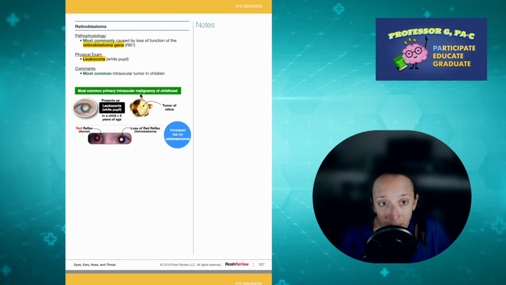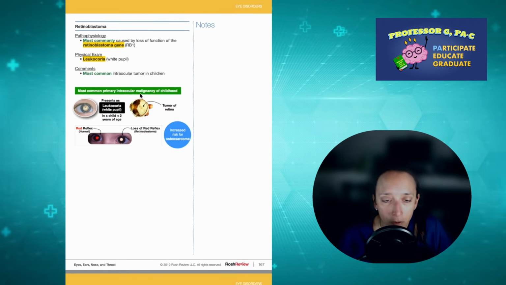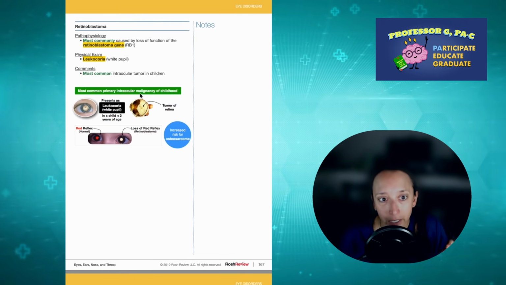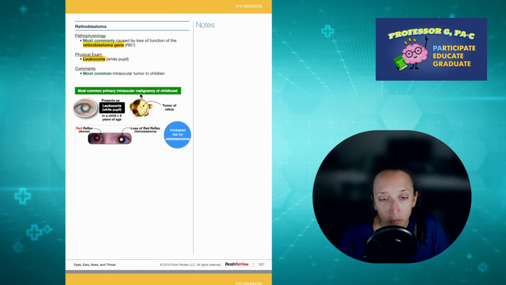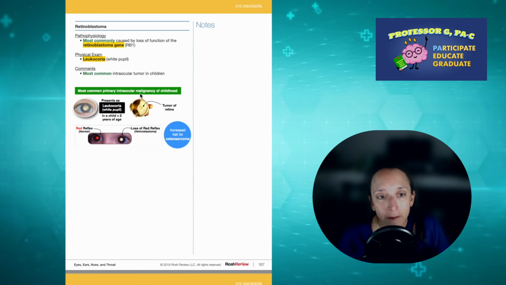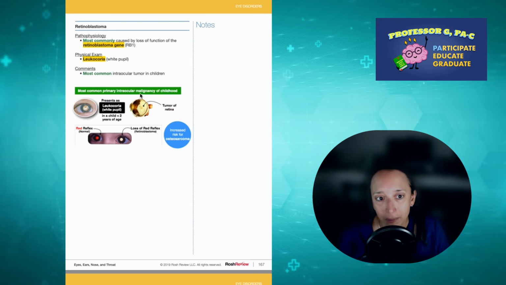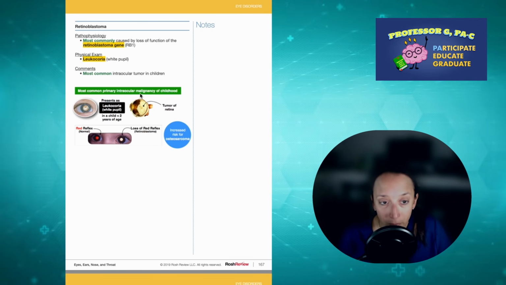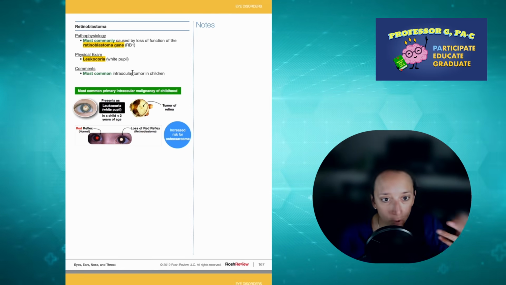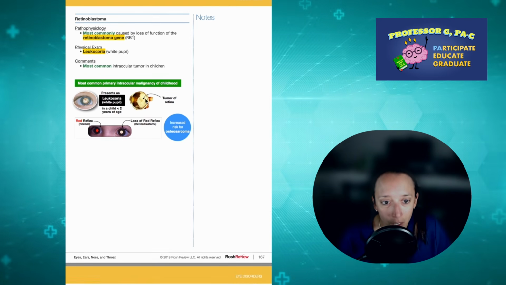Retinoblastoma. So retinoblastoma is the most common intraocular cancer in kiddos. It's most commonly caused by the loss of function of the retinoblastoma gene, which is RB1. And the most common physical exam finding is going to be leukocoria in one eye, or a white pupil, right, a white pupillary reflex. And again, it's the most common intraocular tumor in kiddos.